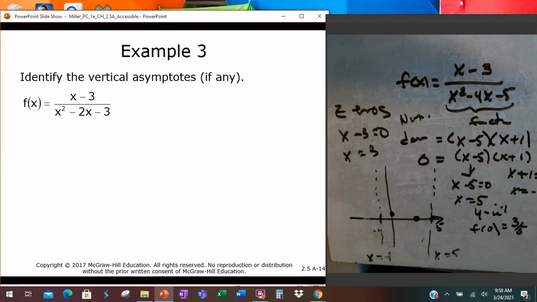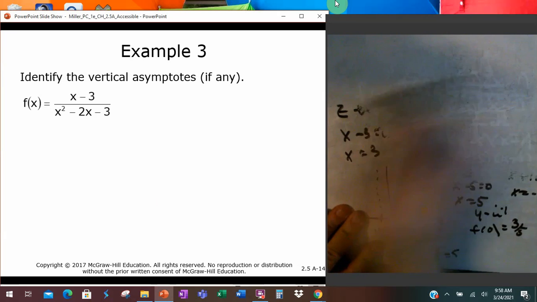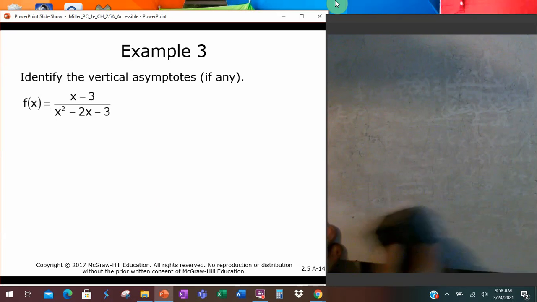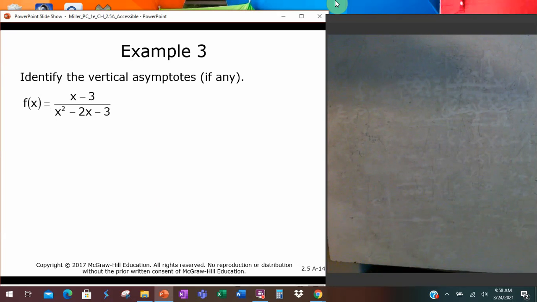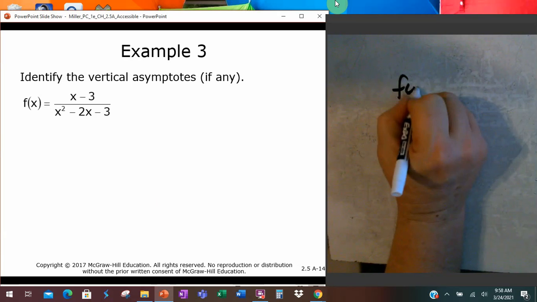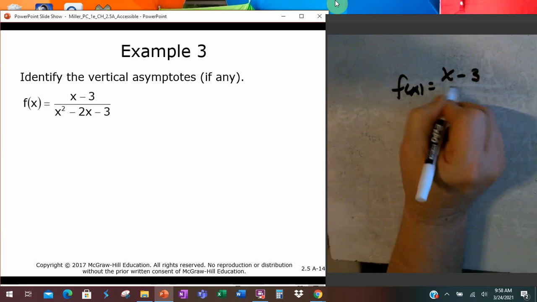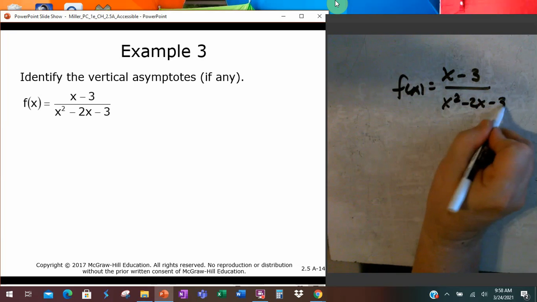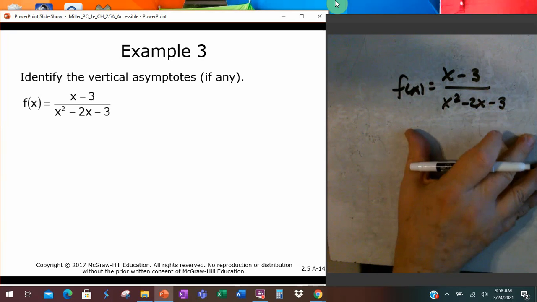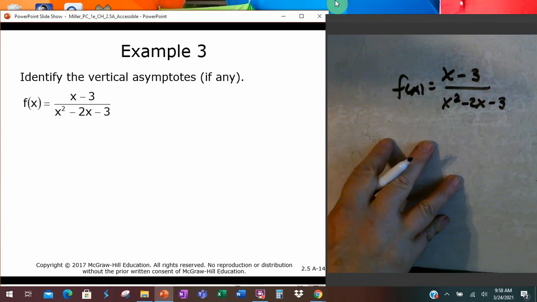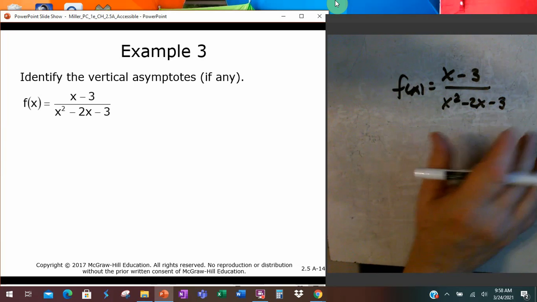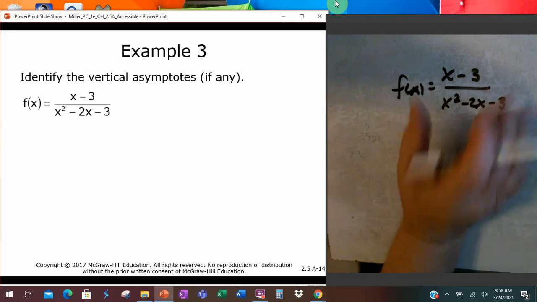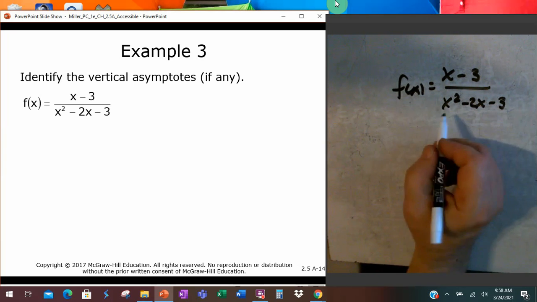So here's another one, x squared minus 2x minus 3. Just identify the vertical asymptotes. Here looks the very same thing, except I've got different vertical asymptotes. Okay, so I've got another function, x minus 3 over x squared minus 2x minus 3. We've done this before. We've just basically removed those numbers that were not in the domain. Remember when we were doing domain problems, we were saying, okay, what's not in the domain?